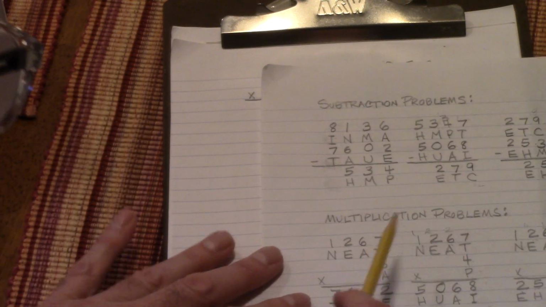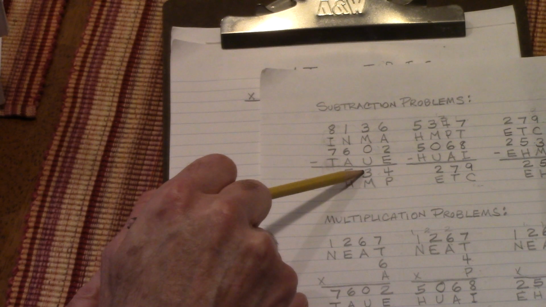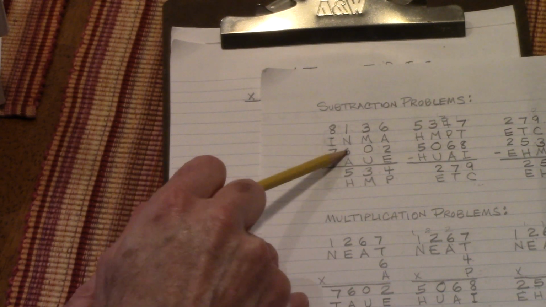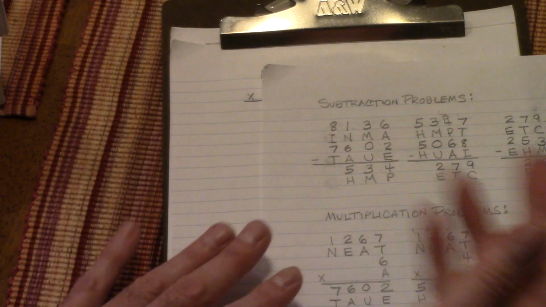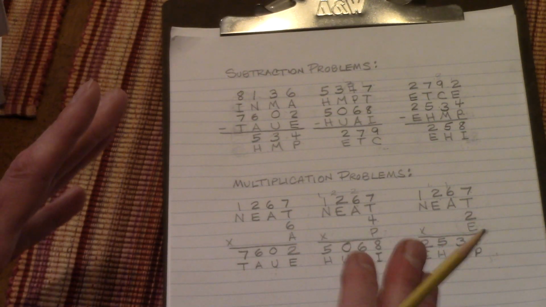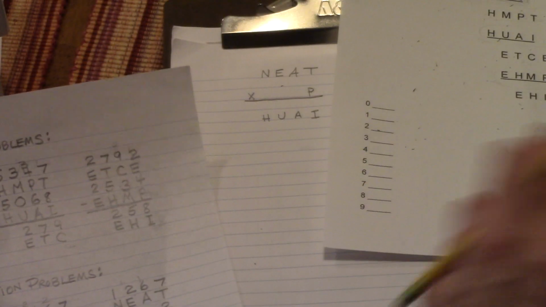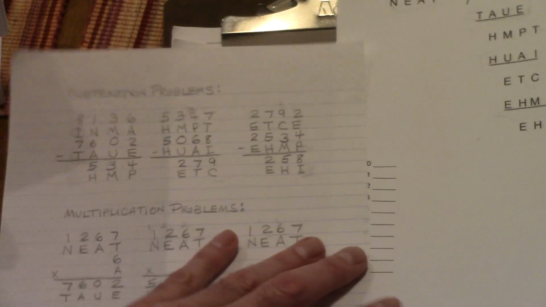For example, in the first subtraction problem, 6 minus 2 is 4, 3 minus 0 is 3, 81 minus 76 is 5. So you can go back through and check all of those, but that's basically how you're going to solve it. Now that we have all of the letters represented by the numbers, we can go back to our original chart here, our original sheet, and fill those in and see what the answer to our problem is.